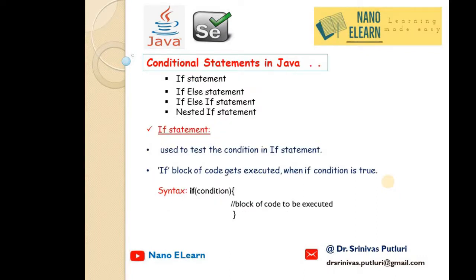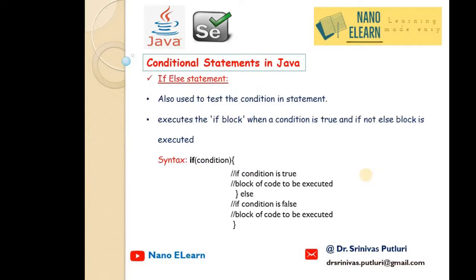So let me explain the first statement, that is the simple if statement. This is used to test a condition. Here the if block of code gets executed when the if condition is true. The syntax will be like this: if followed by a condition, and if the condition is true, a block of code needs to be executed.